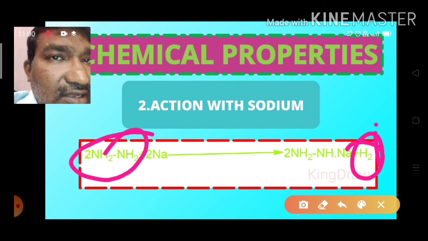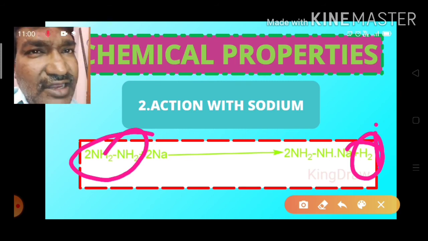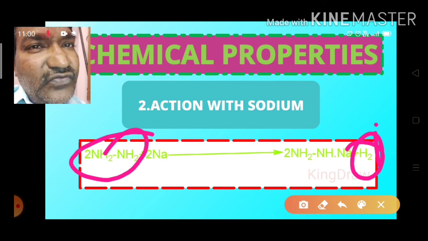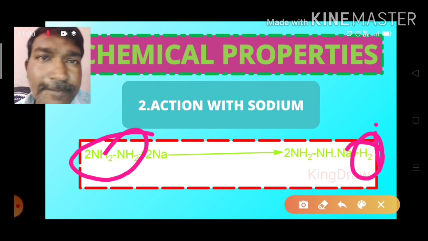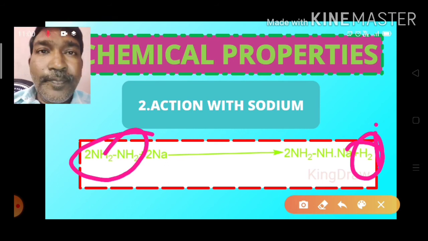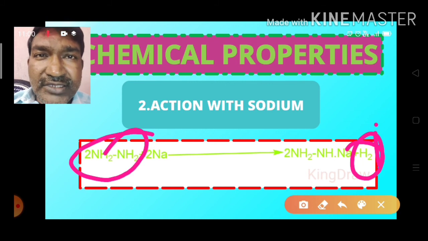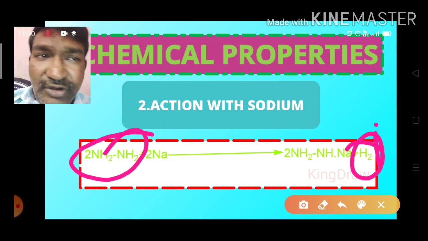Hydrazine is also an acid. In a similar way, we have such a reaction in acetylene as well as in alcohols and phenols. Acetylene is also considered an acid because it reacts with sodium metal and releases hydrogen gas. In a similar way, alcohols react with sodium metal and release hydrogen gas. So alcohol, acetylene, and here hydrazine are considered acids. So that we have to remember.